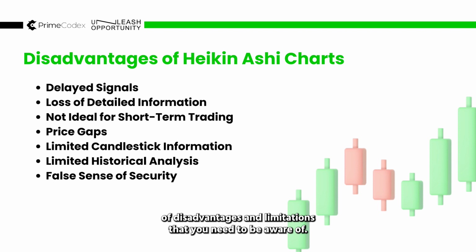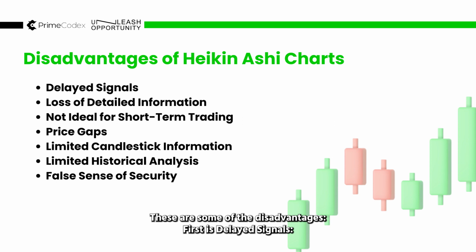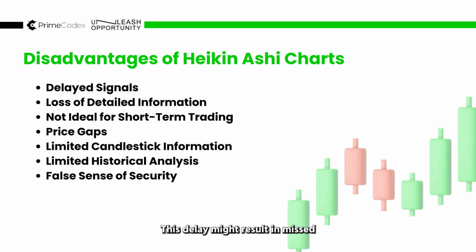Aside from all the advantages, the Heikin Ashi chart also comes with a set of disadvantages and limitations that you need to be aware of. These are some of the disadvantages. First is delayed signals. Because Heikin Ashi charts smooth out price data, they can sometimes provide delayed signals compared to traditional candlestick charts. This delay might result in missed opportunities in fast-moving markets.